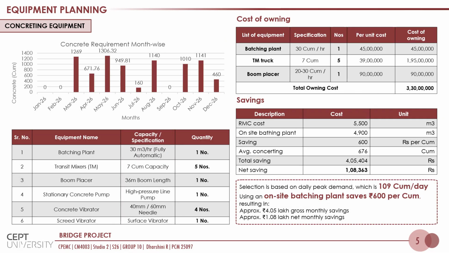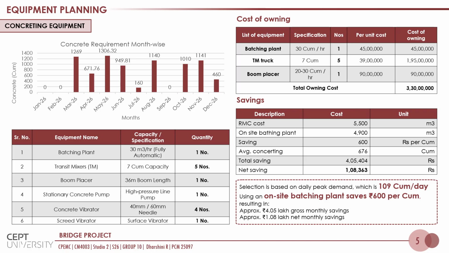For concrete operations, the peak concrete demand was analyzed month-wise to determine equipment capacity requirements. The selected equipment included a 30 cubic meter per hour batching plant, transit mixers, boom placer, concrete pump, and vibrators. The selection was based on the project's peak daily concrete demand of approximately 109 cubic meters per day. A cost comparison was also performed between ready-mix concrete procurement and on-site batching plant operation. Using an on-site batching plant reduced the concrete cost by approximately 600 rupees per cubic meter.